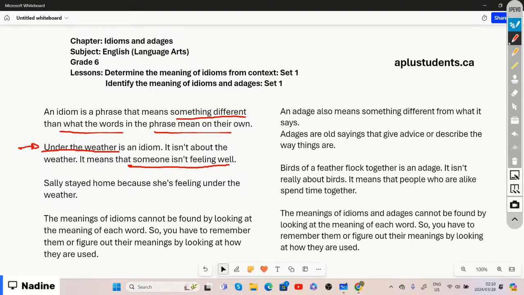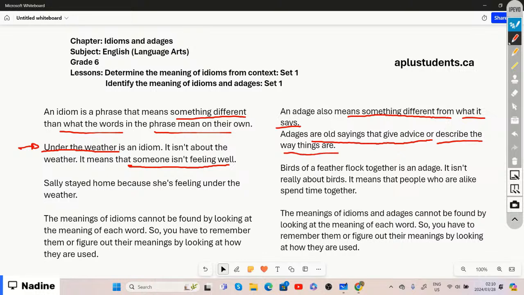All right, so that is idioms, right? Then we have adages. An adage, or adages, means something different from what it says, right? And adages are old sayings that give advice or describe the way things are.